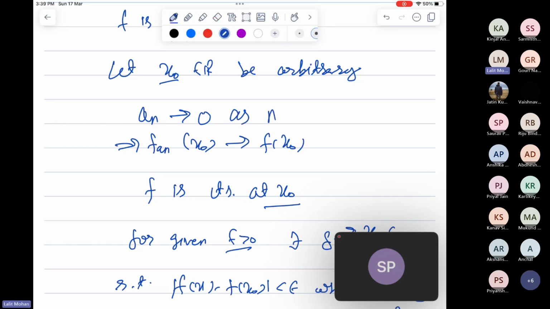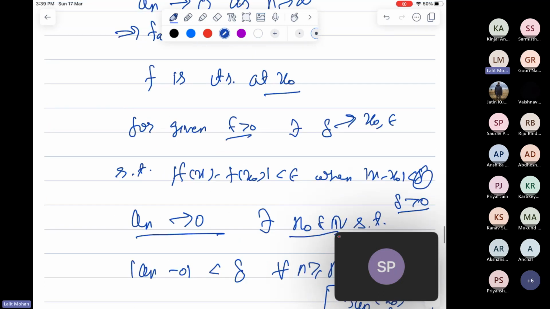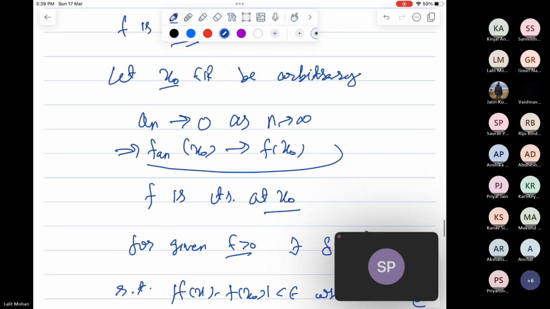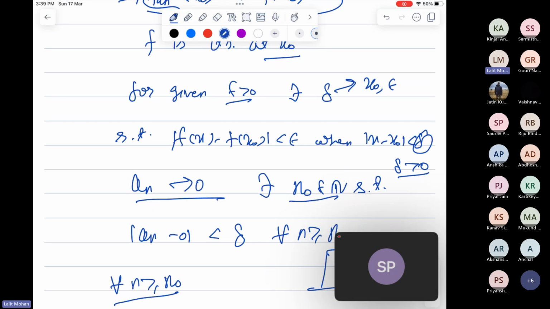As n tends to infinity. So first it is given that we have to show this part. It is given that f is continuous at x naught. So for given epsilon, we are able to find a delta such that |f(x) - f(x naught)| is less than epsilon whenever |x - x naught| is less than delta. I just apply the definition of continuity at x naught here, nothing else.